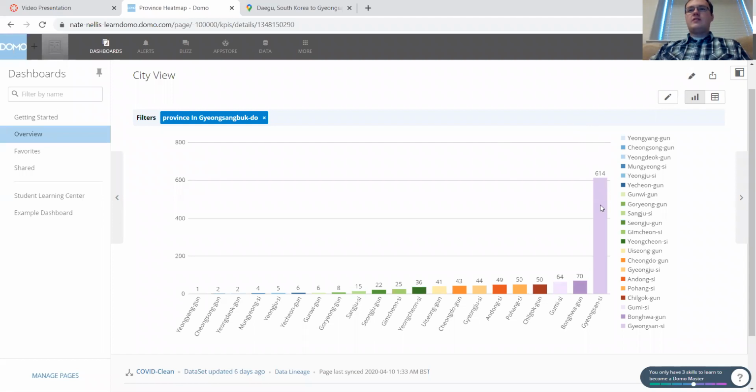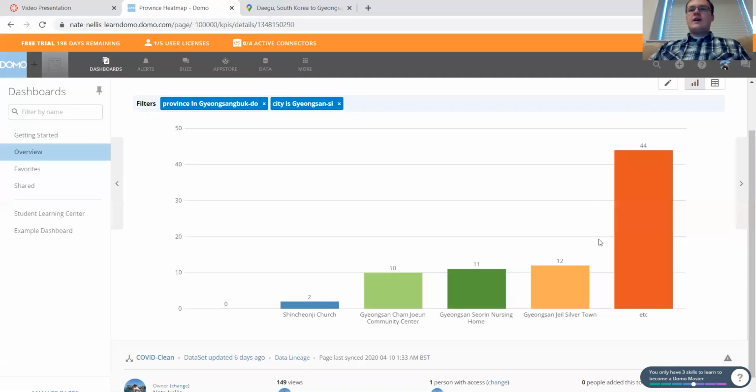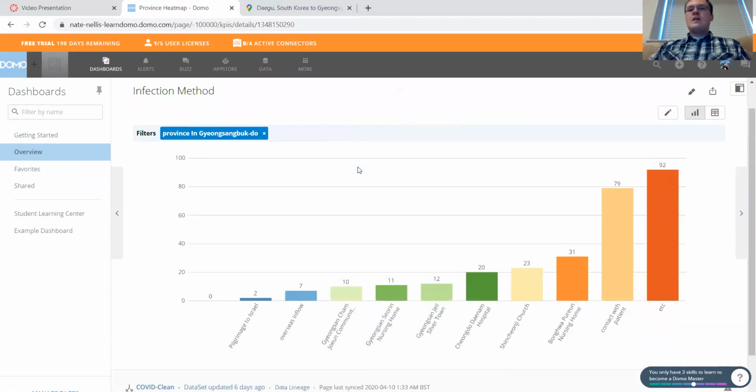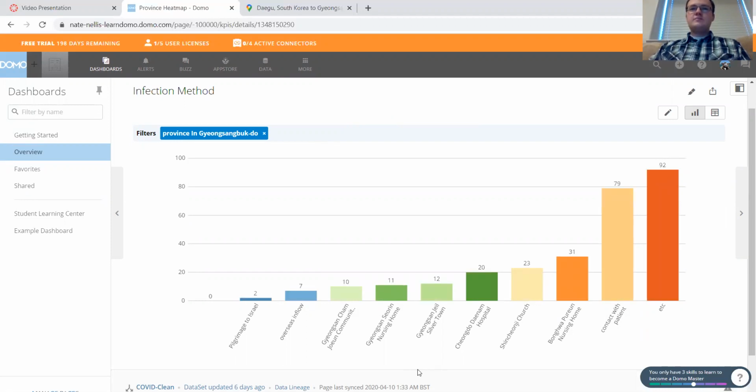With this view, we can click to drill down again, and this takes us to a graph that shows some of the different places that people were infected from. And we can see even more by removing this filter and just keeping the whole province filter here. Looking at these, there's definitely a lot of contact between people, which we can't really change or avoid. What's interesting is that we have this nursing home, this nursing home, and multiple churches as well. These places may be hotspots, and we want to look out for them.